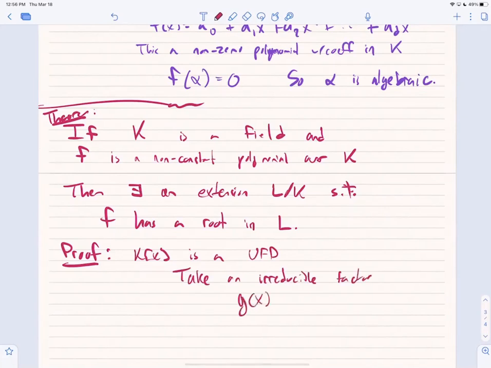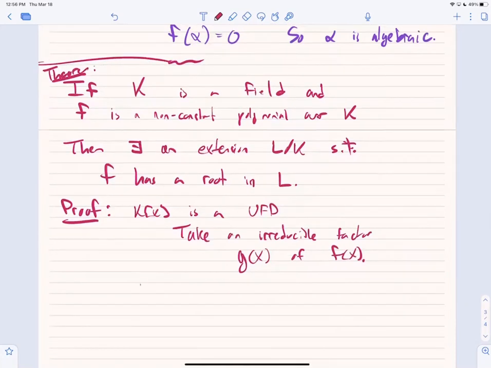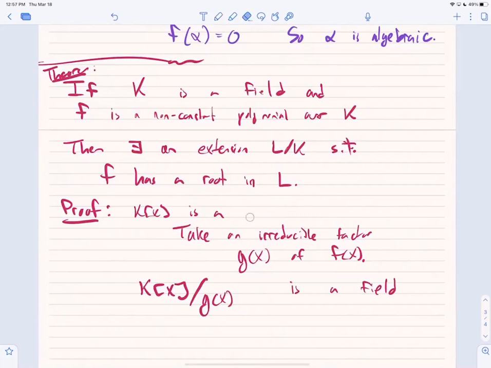G of X of F of X. So I know in any UFD, I can factor things. And so I can take an irreducible polynomial g(x) dividing my polynomial F. And then K[x] mod g(x) is a field. So here, I'm using that, okay, I'll go back to PID. And here I'm using that this is a PID to see that when I mod out by an irreducible, I get a field.